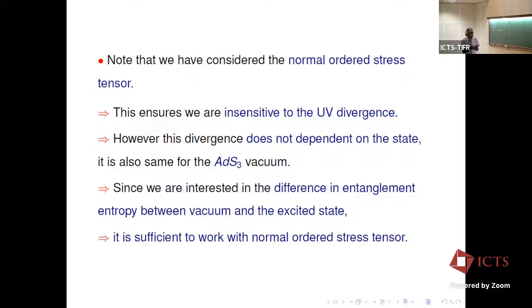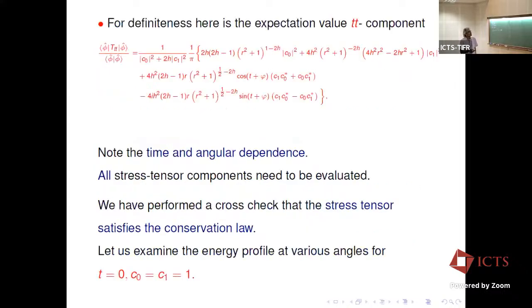So we go ahead and evaluate, say, the TT component. All the components need to be evaluated. And here is the expression for the TT component. Note it has time dependence as well as angular dependence. And we have actually evaluated all the non-zero components and showed that they satisfy the conservation law. It's just a cross-check for us.